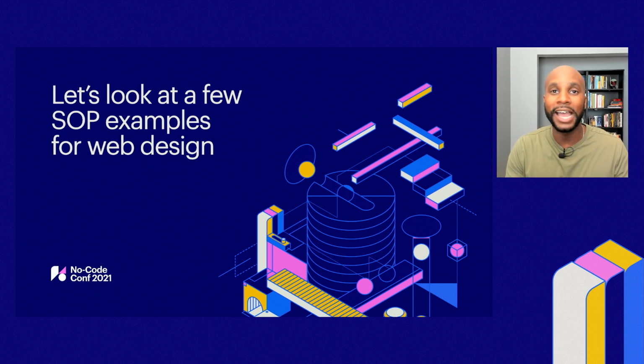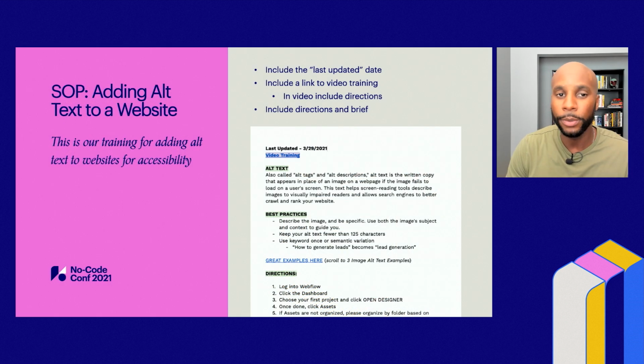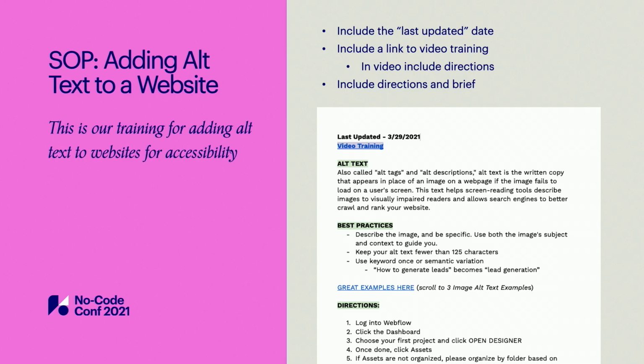And I'm going to spend some time here because I really want you to understand and know that you can create these systems so explicitly throughout your business. So first one we will look at is adding alt text to a website. This is a training that we created for adding alt text to websites for accessibility. Now, it's a detailed process because some websites might have 50, 100, 200 images.